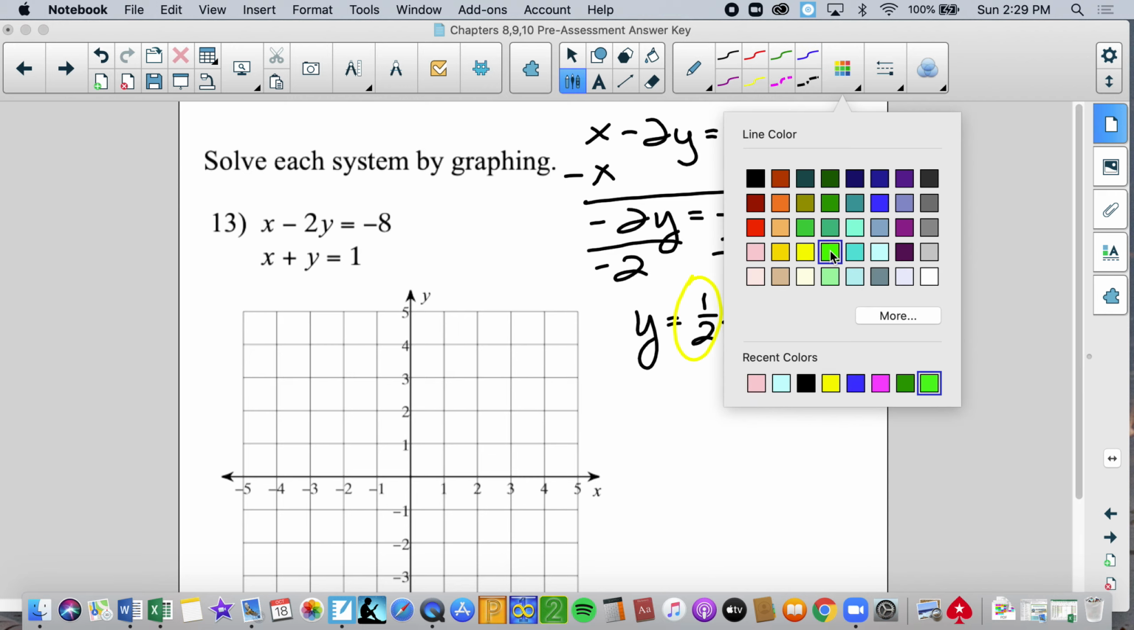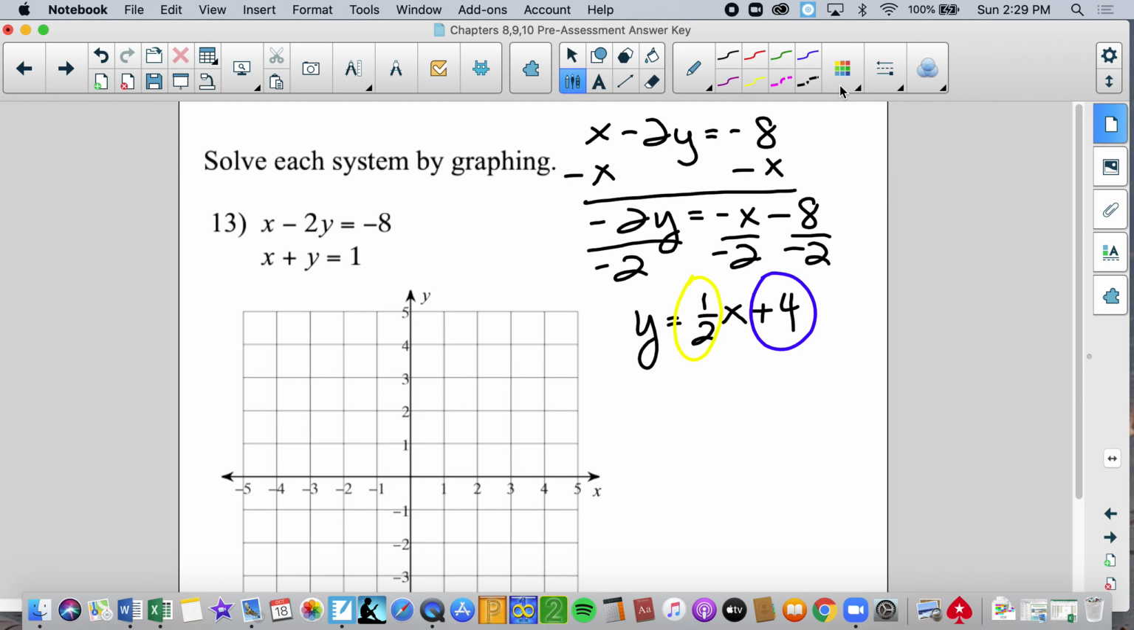Let's graph it. So 4 is my point, my intercept, up 1, right 2. I'm off the grid, so I can go back to my original point and go down 1, left 2. I'm going to make a line. Pretty good.